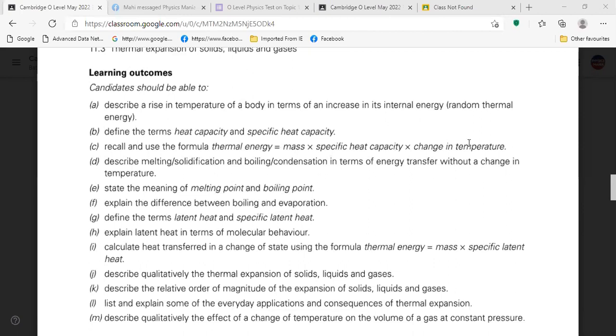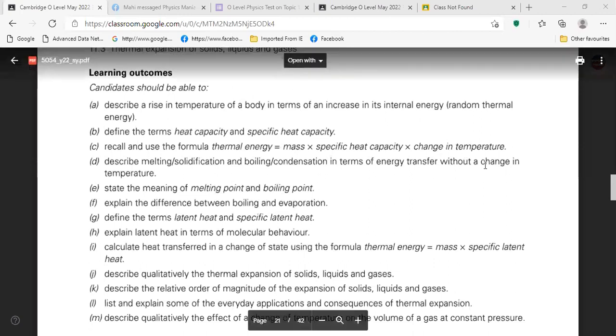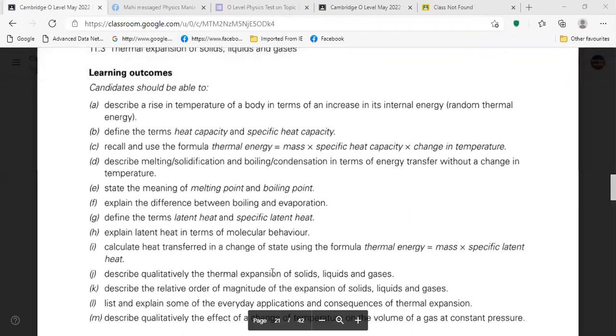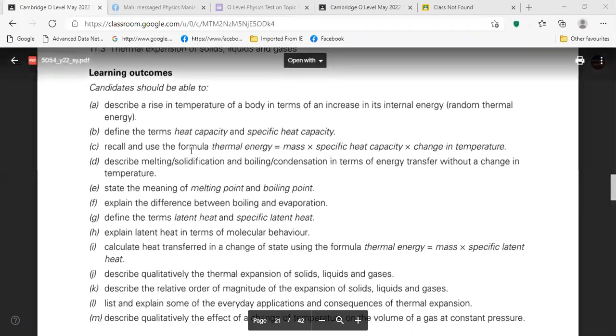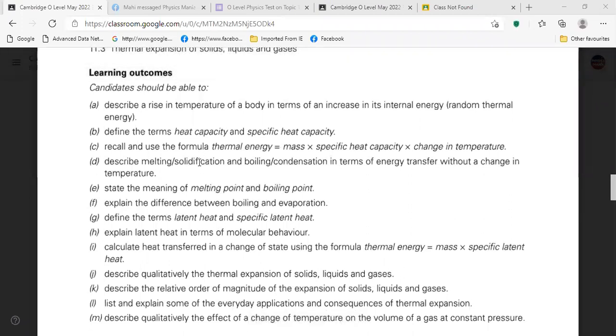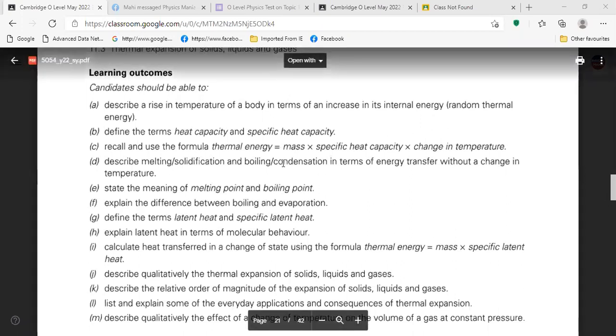So here is the crucial thing: without a change in temperature, we have to remember it. Is it clear to you? Yes, sir. So we have the definition of melting, and solidification or freezing is the opposite of that.